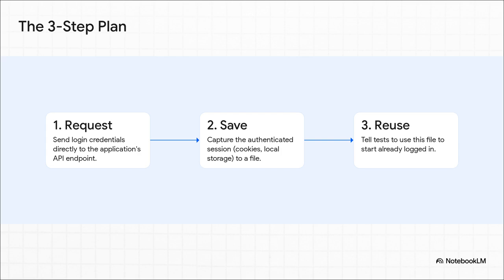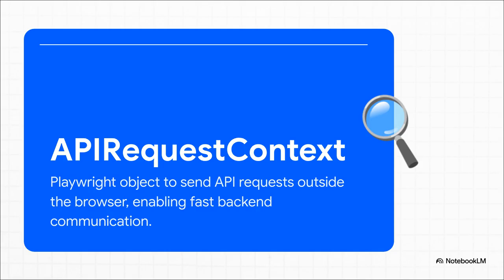Request, save, reuse. That's the whole mantra. So how do we actually make that request? Well, we use a super powerful Playwright feature called APIRequestContext. You can think of this as your own personal direct line to the application's backend, completely skipping the browser UI. It's our secret weapon for getting this done.